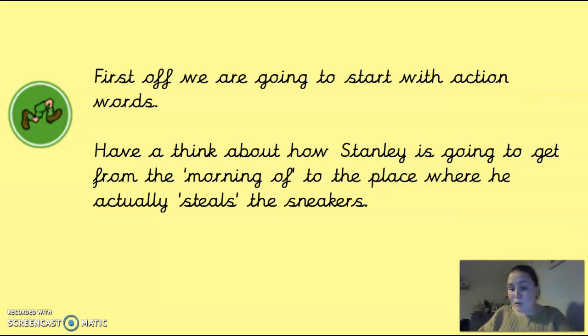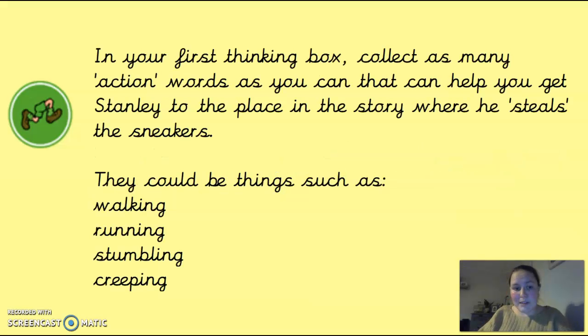Sorry, let me just talk you through some ideas actually first before you pause, to get you set off. So you're collecting your action words for how he's going to get there. Examples are walking, running, stumbling, creeping. How's he moving? He's going from where he was in plot point 2 to a new place where he's going to find, steal, get these sneakers, okay? So now's the time to pause the video. Fill in your thinking section for action with all of the different ideas, the different action words that you could use, and then come back.